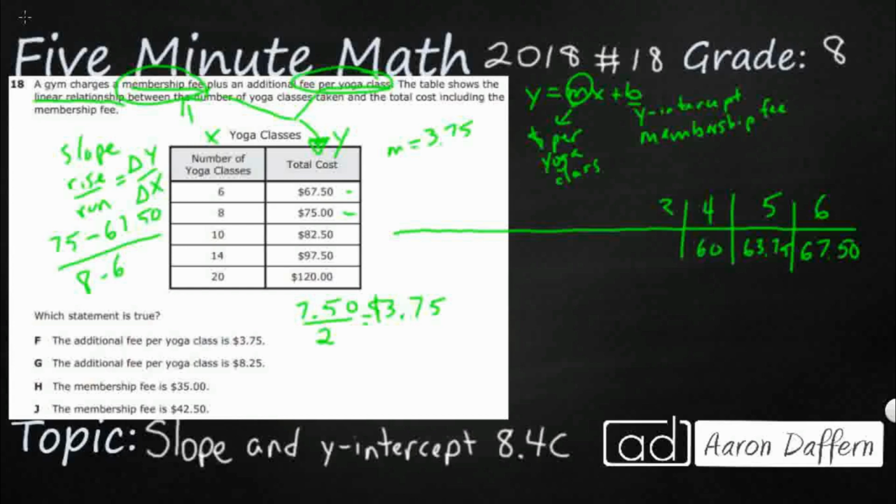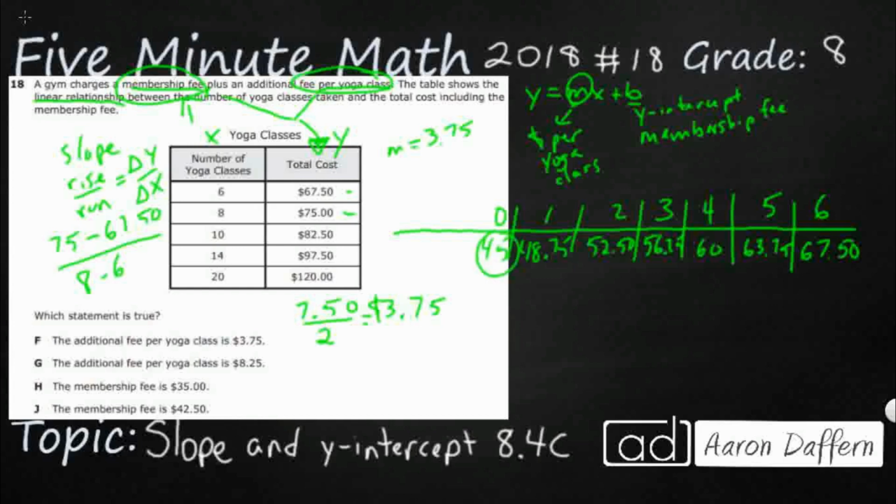Get down to 3, minus 3.75, 56.25. Down to 2, 52.50, 52.5. I'm getting close. And I've got my 48.75. So what happens if I've got 0 classes? Minus 3.75. That's 45 bucks.